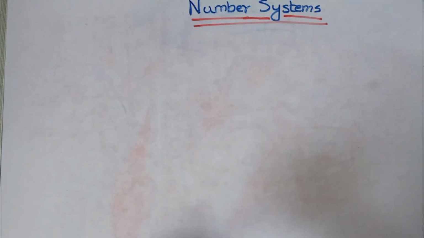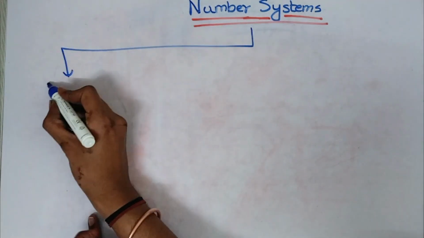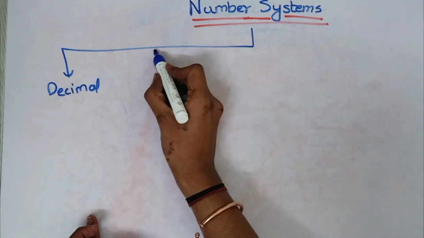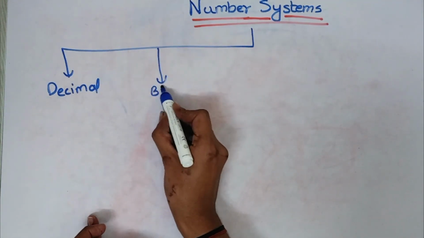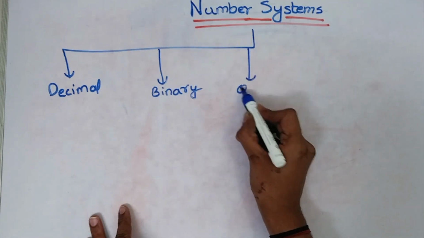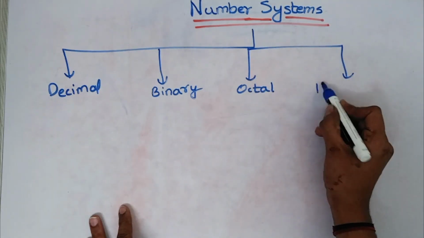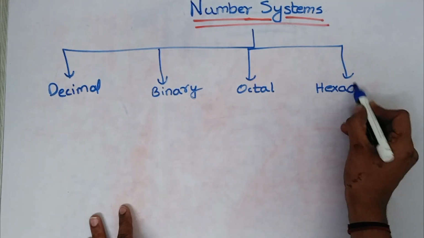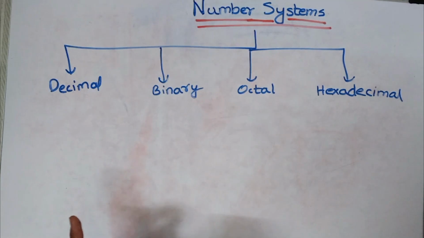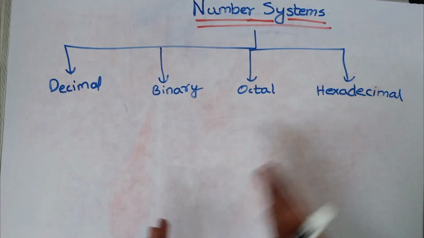Now number systems are of four types: decimal number system, then binary number system, then octal number system, and the last is hexadecimal number system. These are the four different types of number systems developed and are frequently used in day-to-day lives and in various other purposes like electronics and computer purposes.